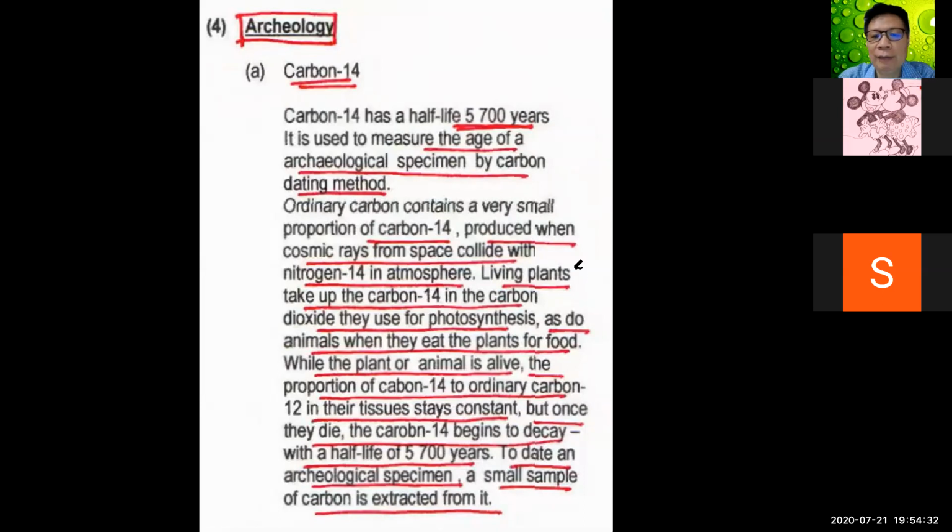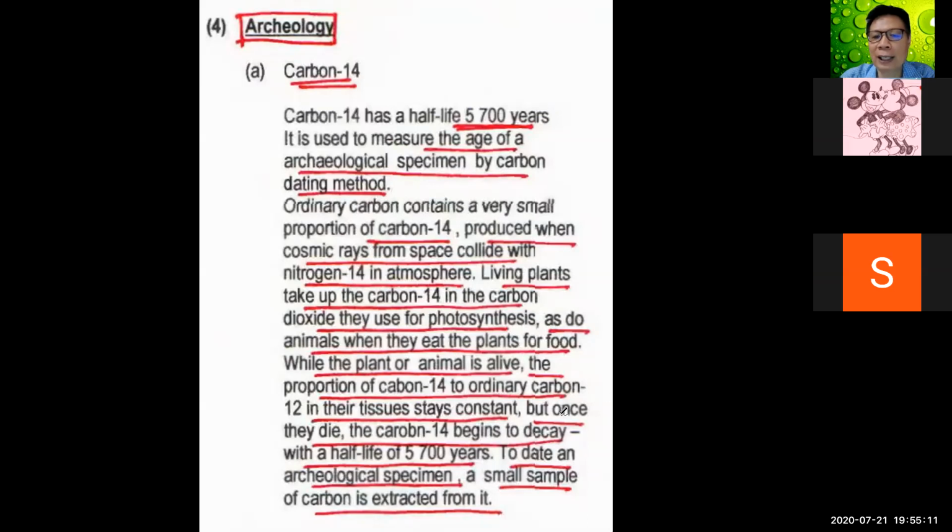Okay, then living plants take up the carbon 14 in the carbon dioxide. They use it for photosynthesis when they produce food, right? As do animals when they eat the plants for food, then carbon 14 goes into the animal. While the plants or animals are alive, I told you, when it's still alive, the proportions of carbon 14 to ordinary carbon 12 in their tissue stay constant. That means when you are still alive, the amount of carbon 14 in your body is constant.